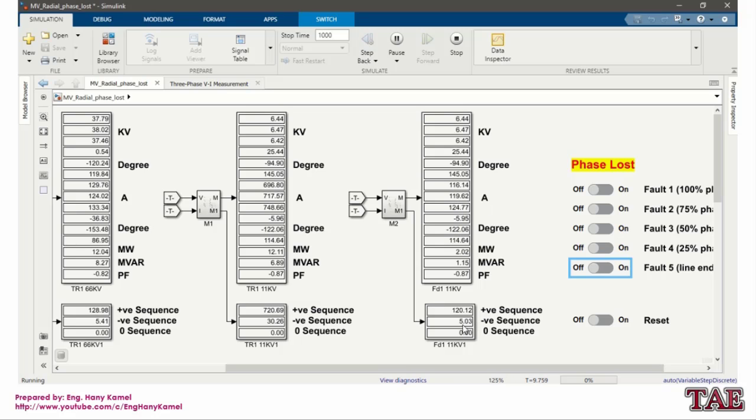Again, after removing the fault, the values come back the same as before, and after putting the fault again, we can notice the increase of the negative sequence value. Fault number 4 removes 25% from the line, so negative sequence increased because of more imbalance.